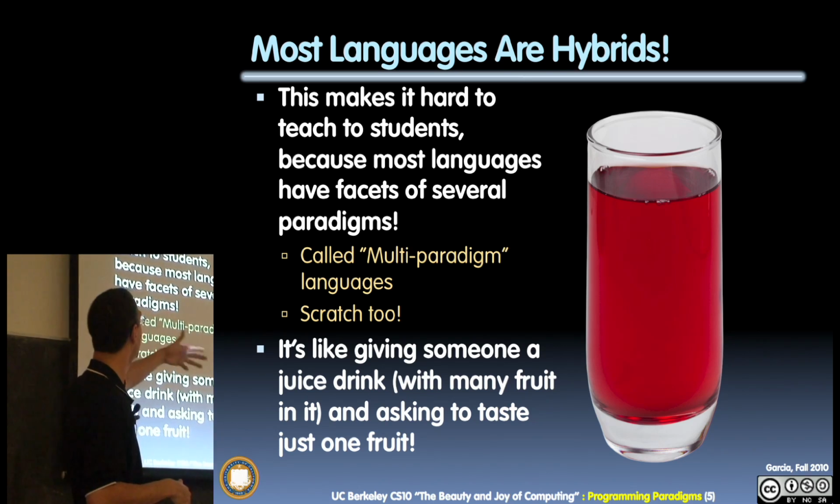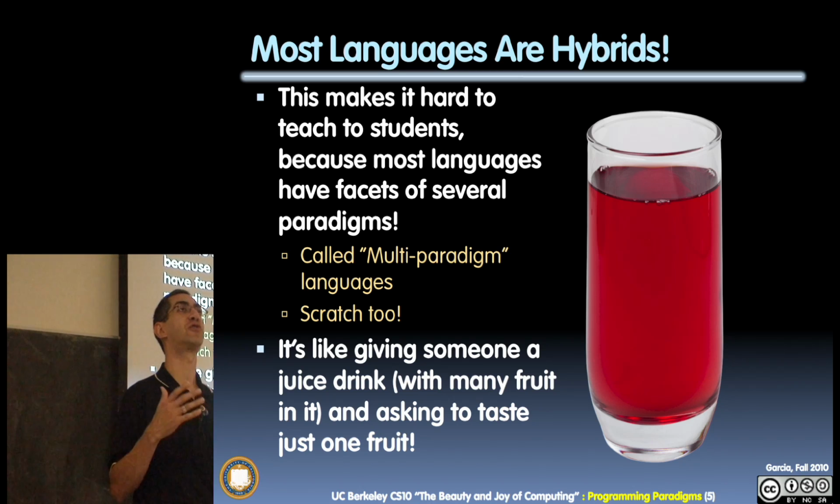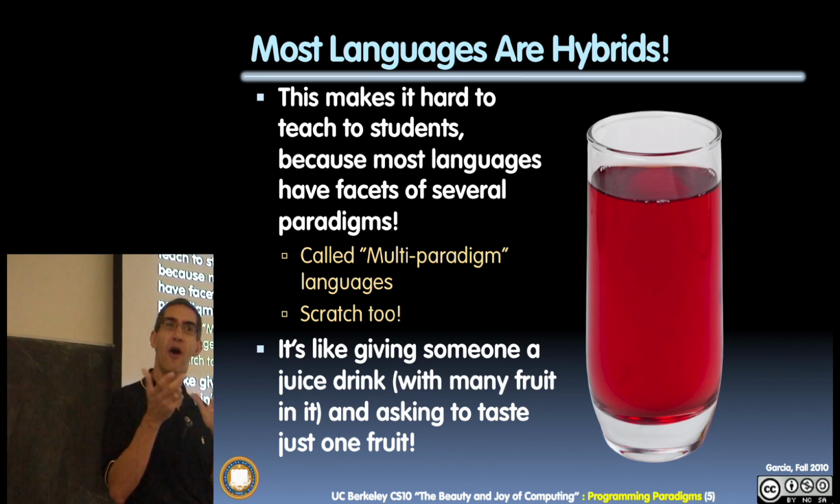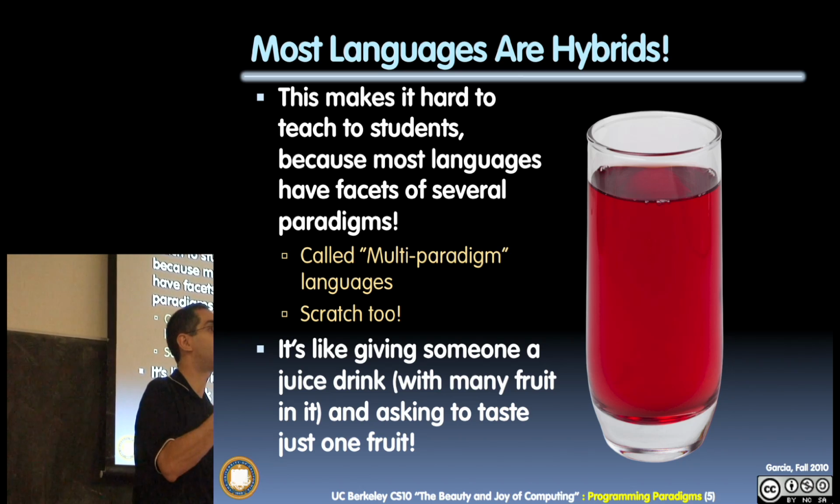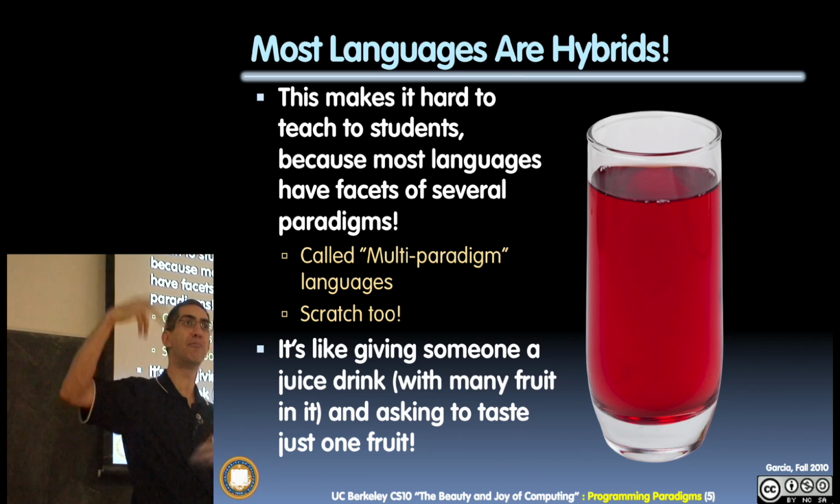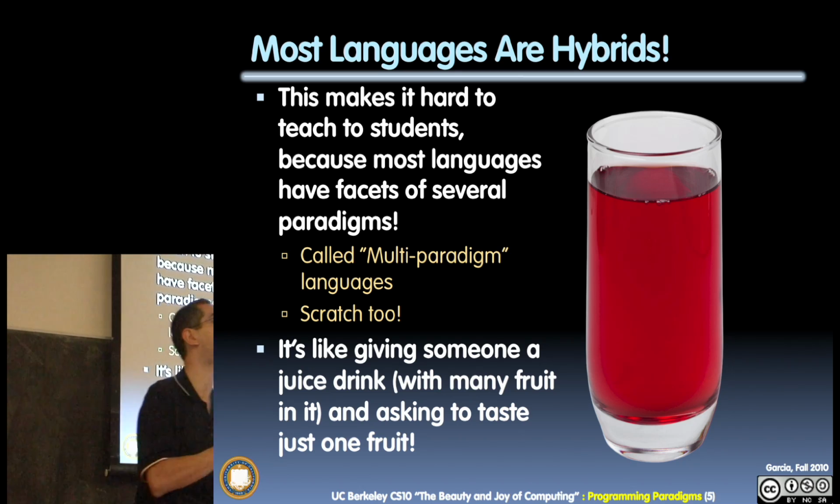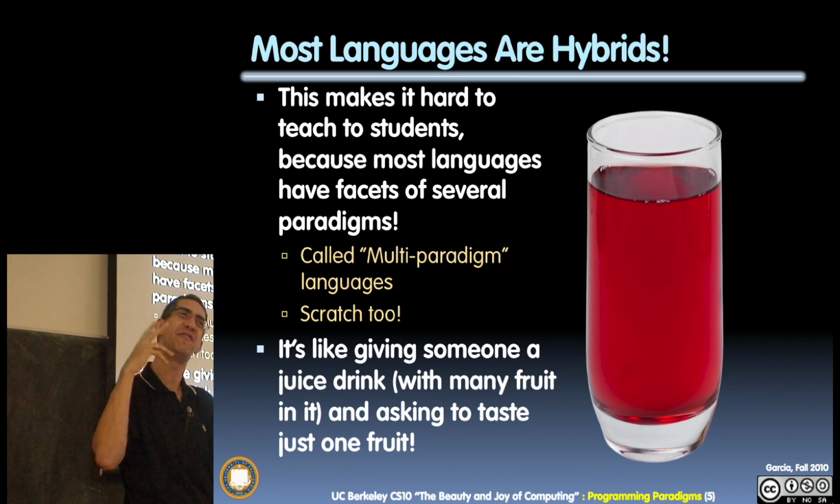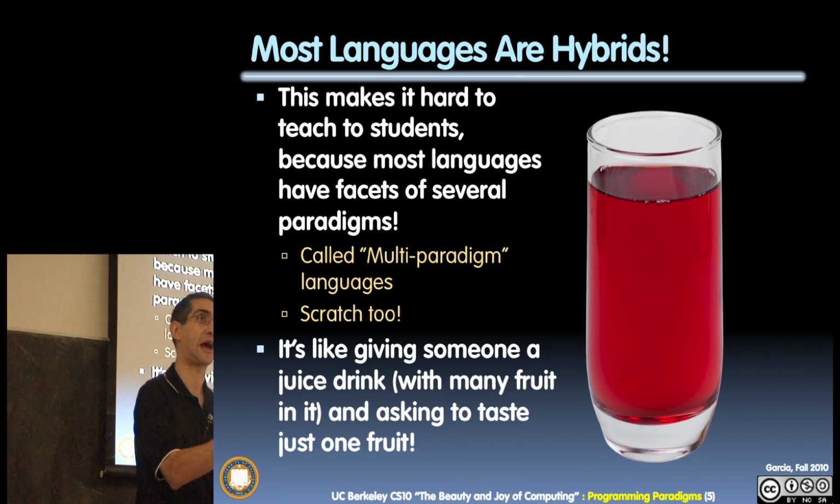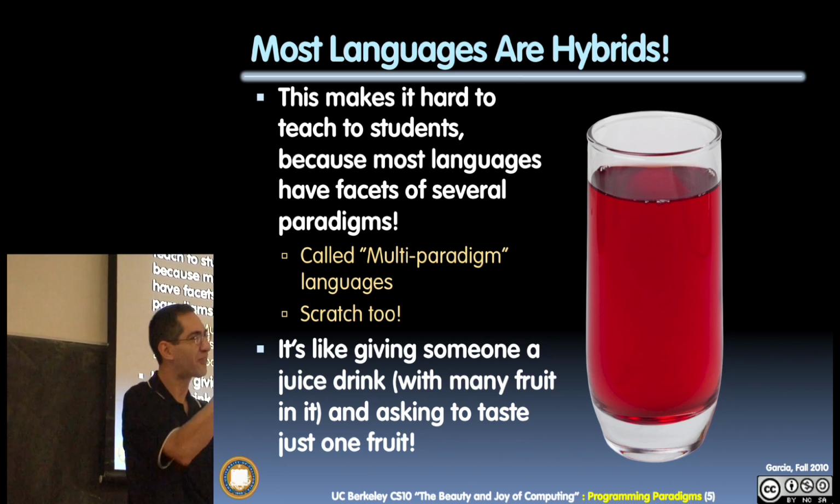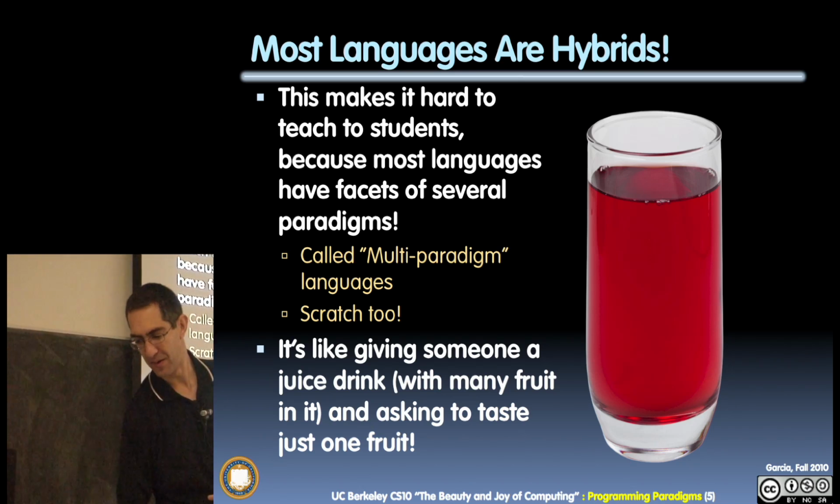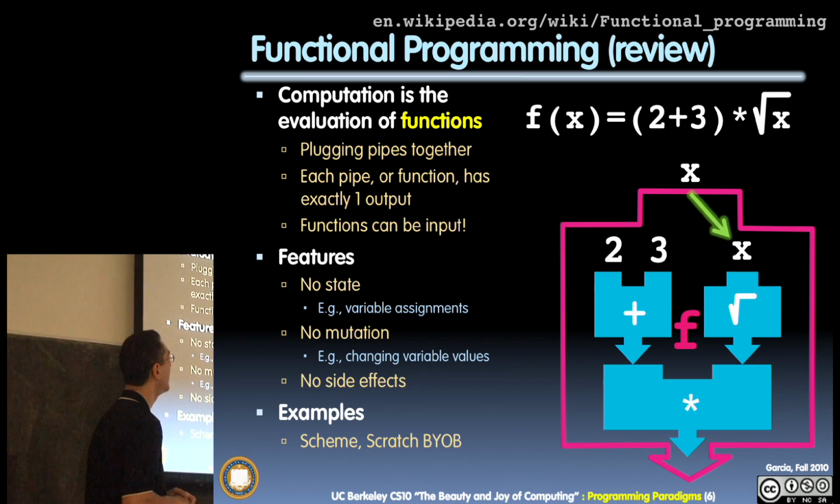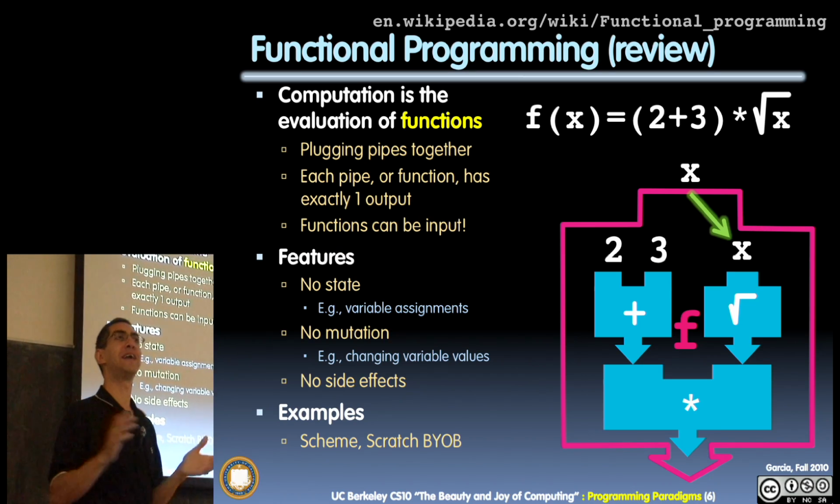And the reason I say it's like giving somebody a juice drink and asking them to tell the flavor, right? It's hard for you to get a feel for what these paradigms are if you're living in this hybrid world, right? If you're BYOB and sometimes you're functional, and sometimes you're imperative, and sometimes you're OOP, then you don't really get a feel for what the purity of one of those styles are. So it's kind of like trying to figure out what the flavor is in a fruit drink that has all those mixed together. So, this is a review of what Brian said on Monday.